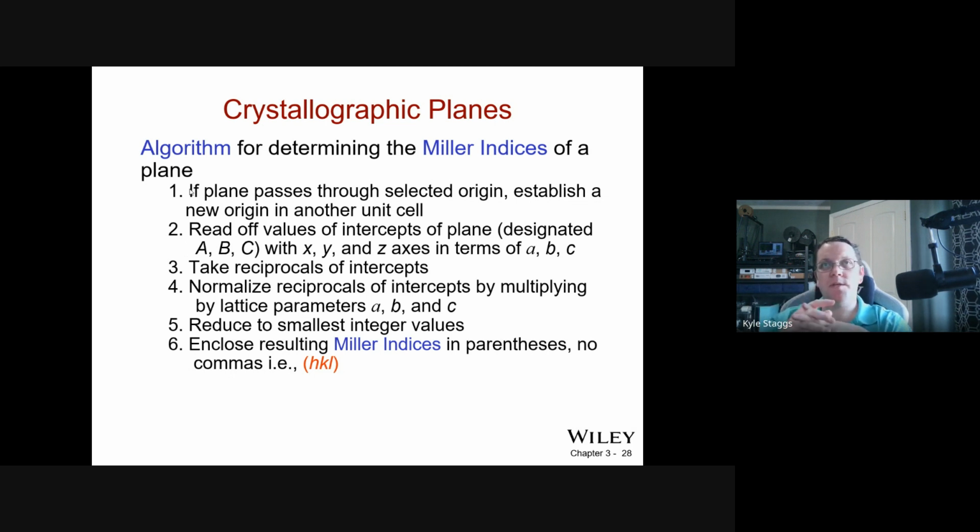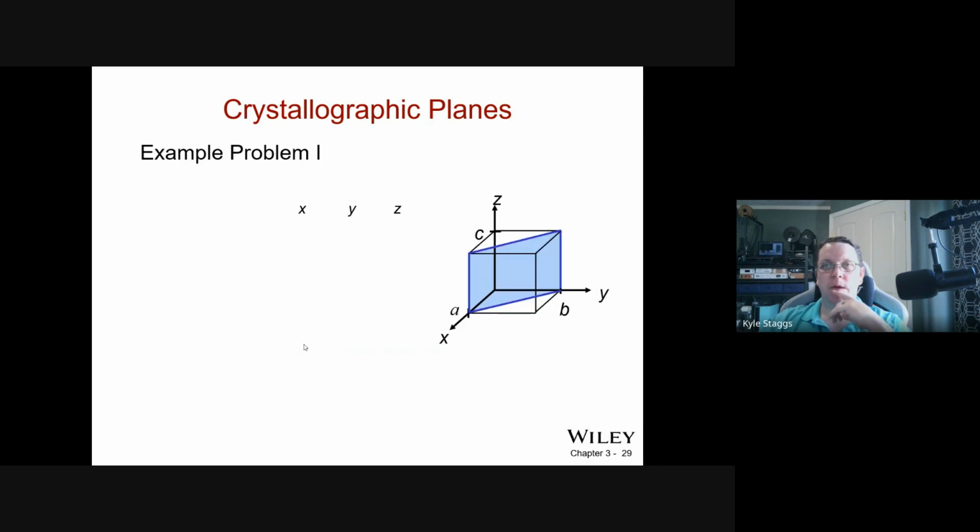So you take the reciprocals, you normalize them, meaning you do a similar kind of thing to what we were just doing with turning them into integers, and we'll see what those look like. So A, B, and C lattice parameters are going to be helpful. And then enclose the resulting Miller indices in parentheses. No commas or anything like that.